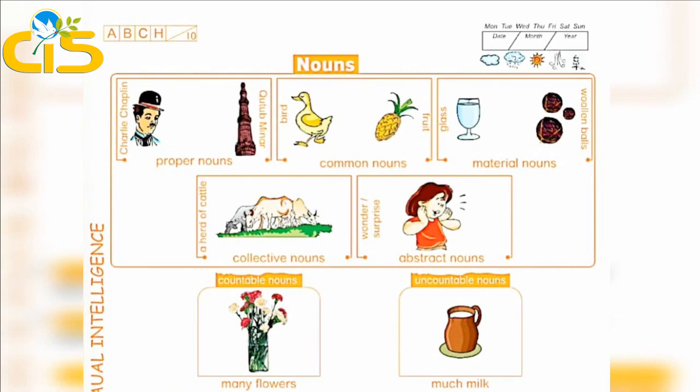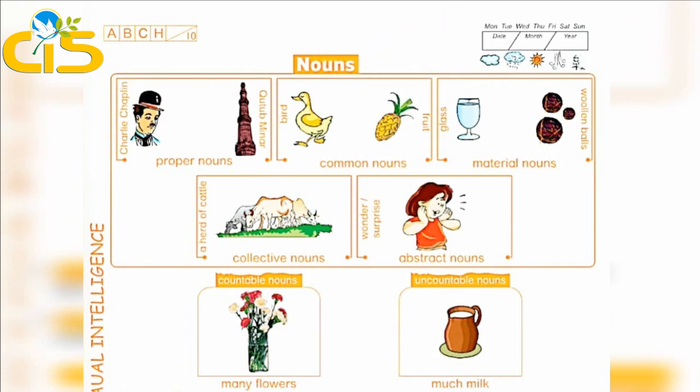So students, now I'll explain the different types of nouns individually. Alright? So the first one that we have is proper nouns. A proper noun is the name given to something to make it more specific. For example, Charlie Chaplin and Qutub Minar, right? Okay, now the next one is common noun. A common noun is a noun that refers to people or things in general. For example, bird and fruit.